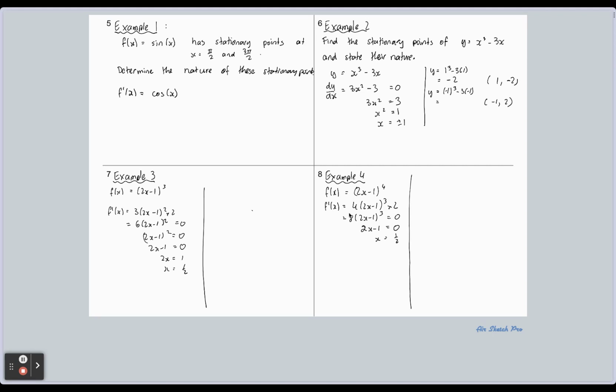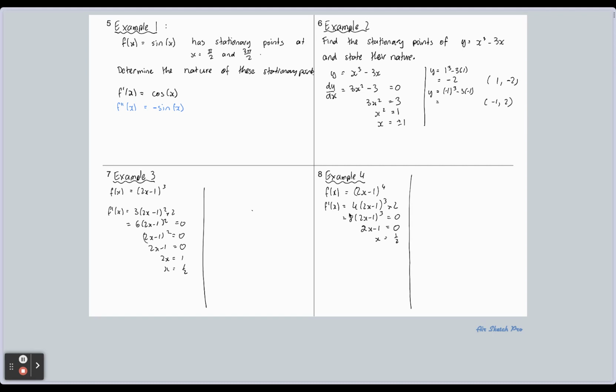In example 1, f of x equals sine of x, and we're told the stationary points are x equals pi on 2 and x equals 3 pi on 2. So we're starting off with the derivative of sine of x, which is cos of x, but for the second derivative test, I need to work out the second derivative. So f dash dash of x is equal to, what's the derivative of cos x? It's negative sine of x. And so I write down negative sine of x, and that is my second derivative.